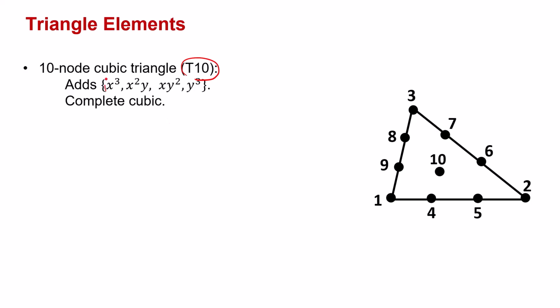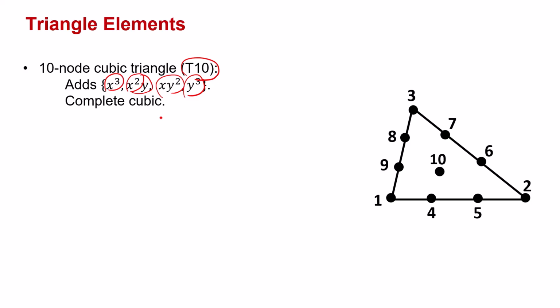So we have x cubed, x squared y, xy squared, and y cubed. As a result, the interpolation is complete up to the third order, meaning that all cubic displacement polynomials can be represented exactly. Because of this completeness, the T10 element naturally satisfies the rigid body motion and constant strain requirements and therefore passes the patch test.